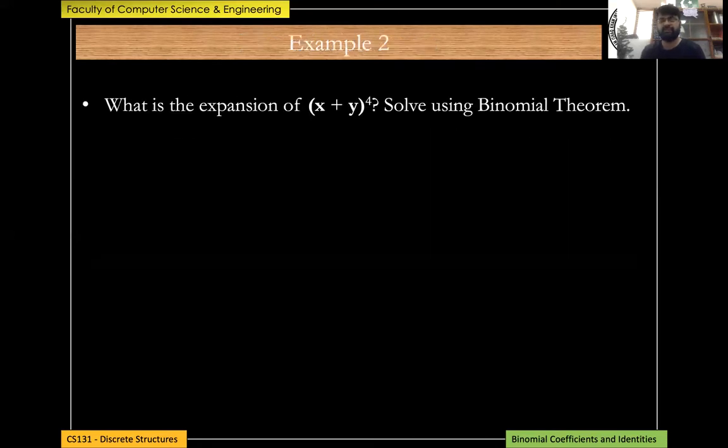Let's take a small example. I'll try to solve it on the board so that you are clear about it.